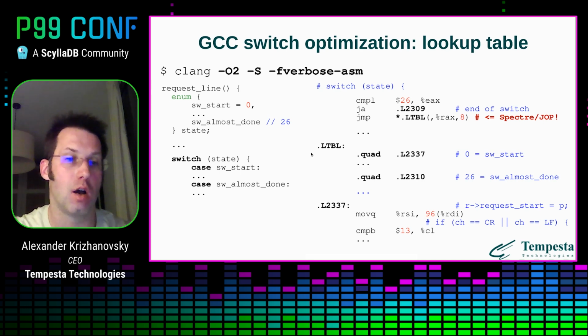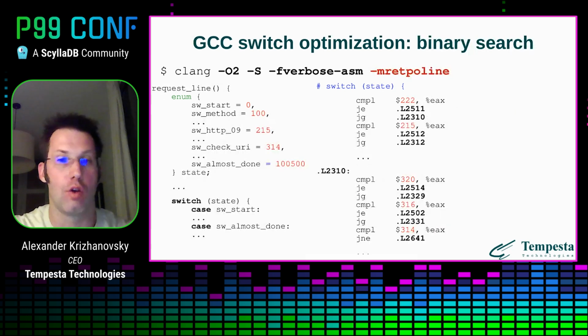One of them is a lookup table. So if your states are integers with consequent values, for example, 0, 1, 2, 3, and so on, then the compiler just generates a lookup table and uses it as an offset for, like in this case, register RX to jump to the right label. And in this case, we see that this is exactly the case for the Spectre attack or jump-oriented programming. So if we need to protect our code against Spectre or jump-oriented programming, we need to compile the code with mretpoline. And in this case, the compiler falls back to a binary search algorithm to find the next label to go to. The same technique is used if your states are non-sequential integers like 0, 100, 200, 300, and so on.